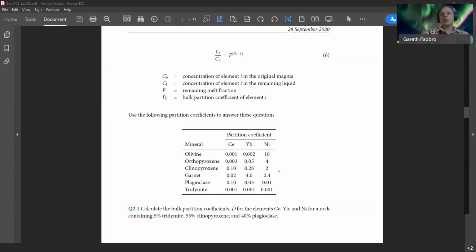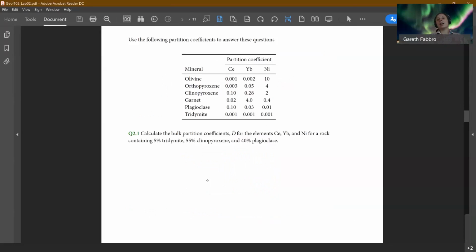So the questions here will ask you, first you need to calculate the bulk partition coefficient. If you want to calculate how much of an element will go into the melt, how much will go into the crystals, first you need to calculate your bulk partition coefficient.